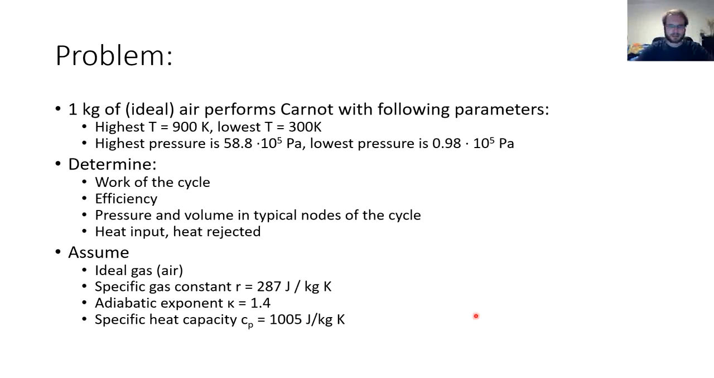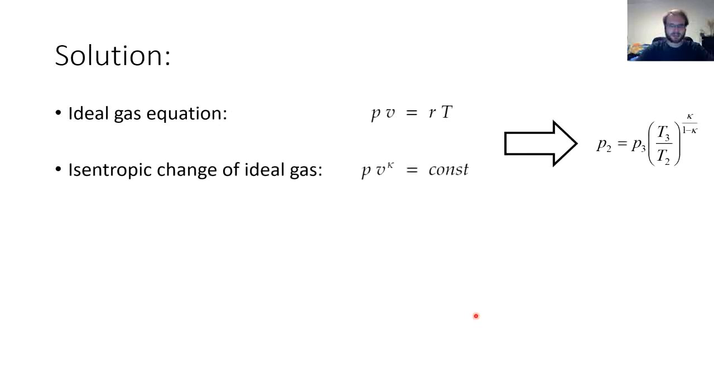Now what will we need to perform the calculations? We will need the ideal gas equation, PV equals RnT. Then the isentropic change of ideal gas, PV to the kappa is constant. If we combine these two equations together, after some manipulation we can get this expression: P2 equals P3 times (T3 over T2) to the power of kappa over 1 minus kappa.